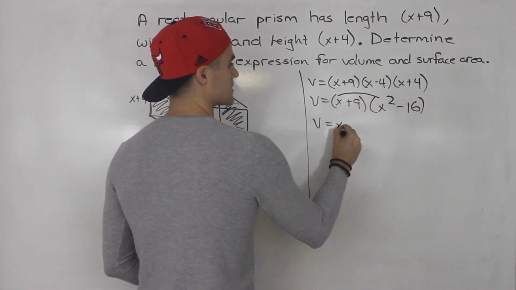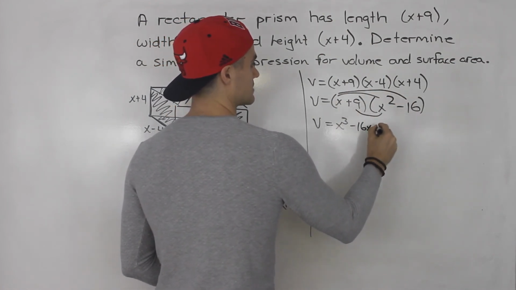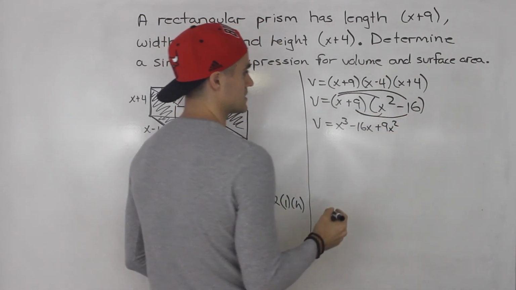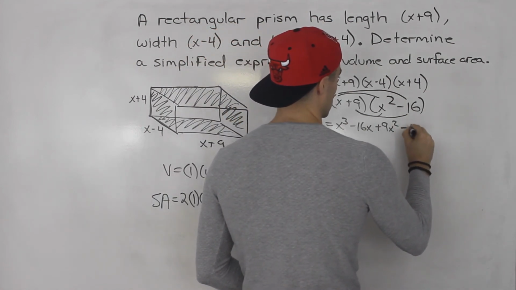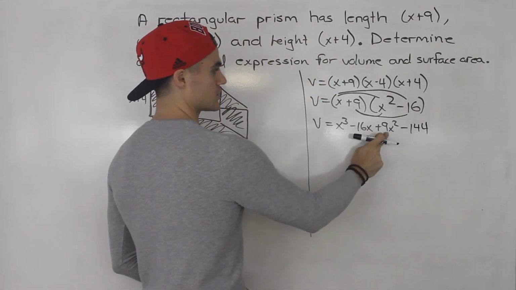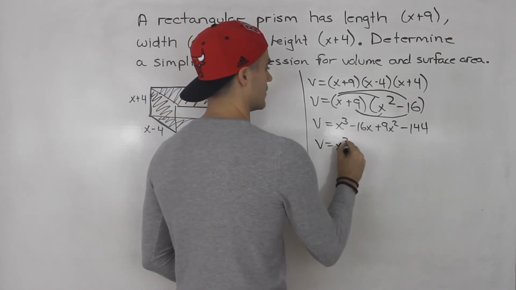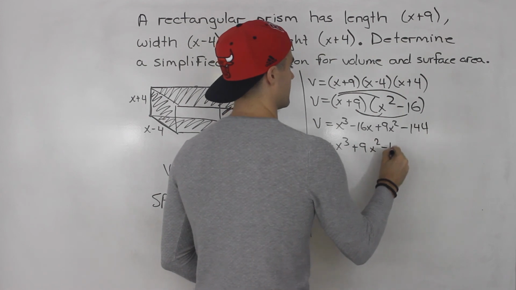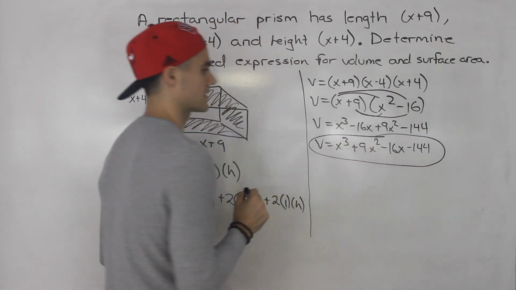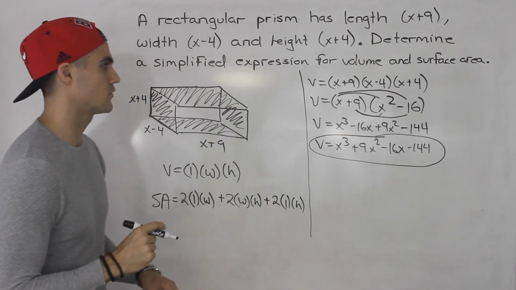So x times x squared is x cubed. X times negative 16 is negative 16x. 9 times x squared is 9x squared. And then 9 times negative 16, that would give us what? Minus 144. And then if you want to rearrange this so the x squared comes before the x, make it look a little nicer. That is the final expression for the volume: x cubed plus 9x squared minus 16x minus 144.